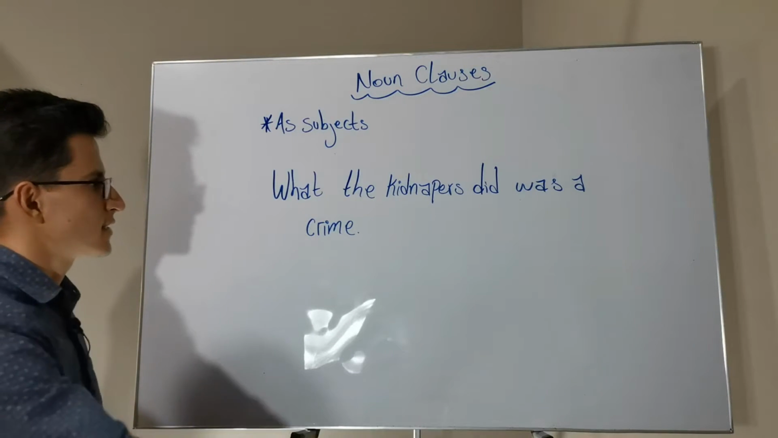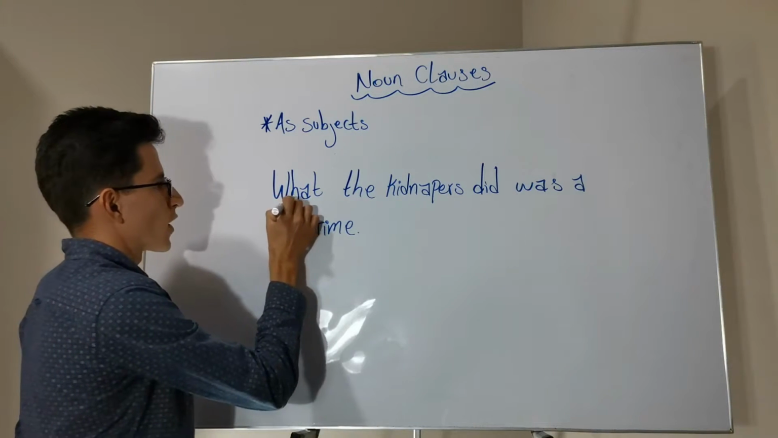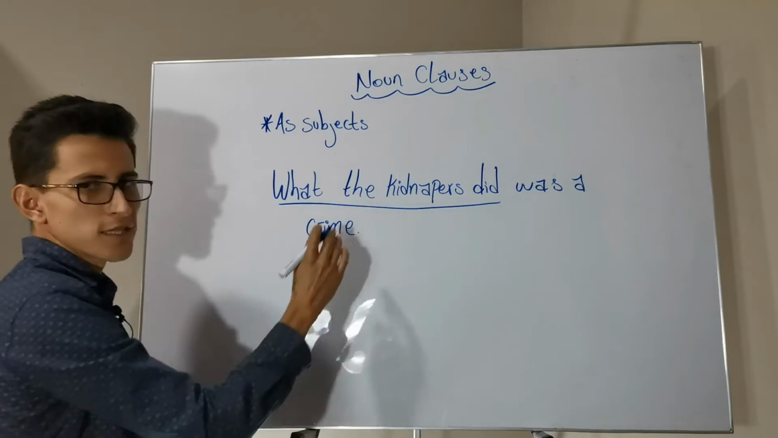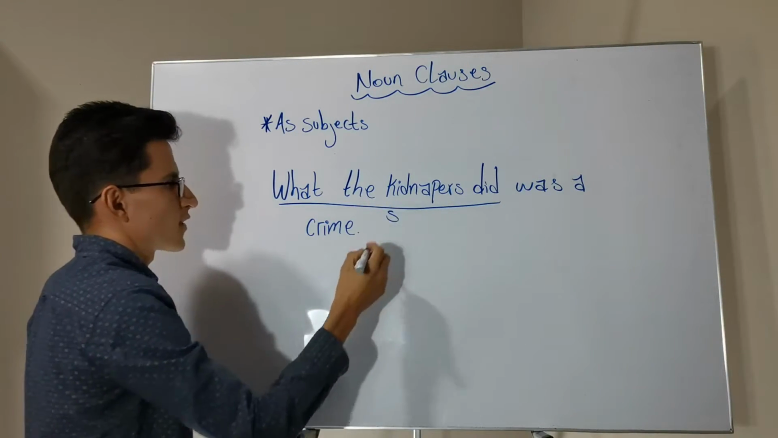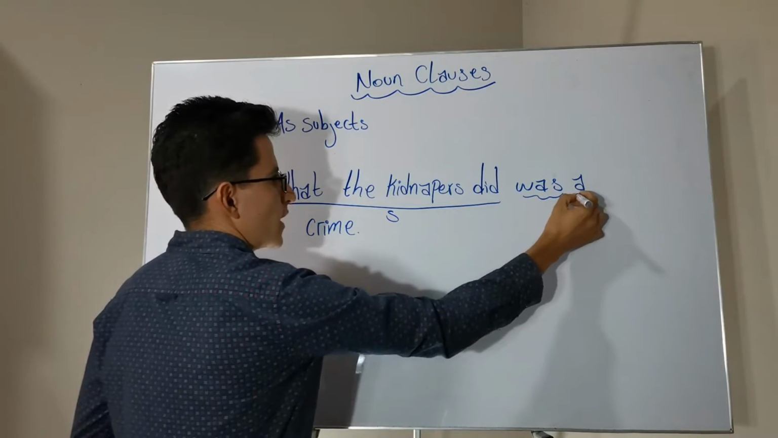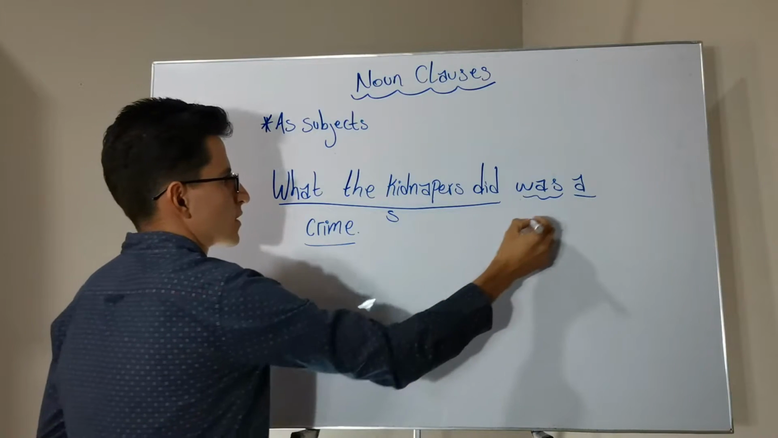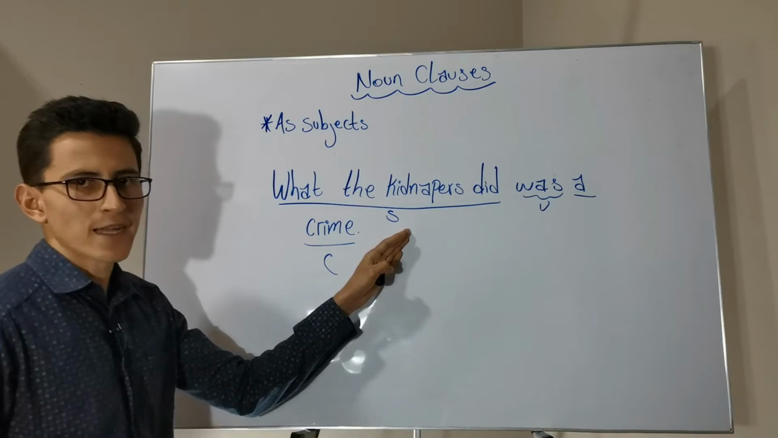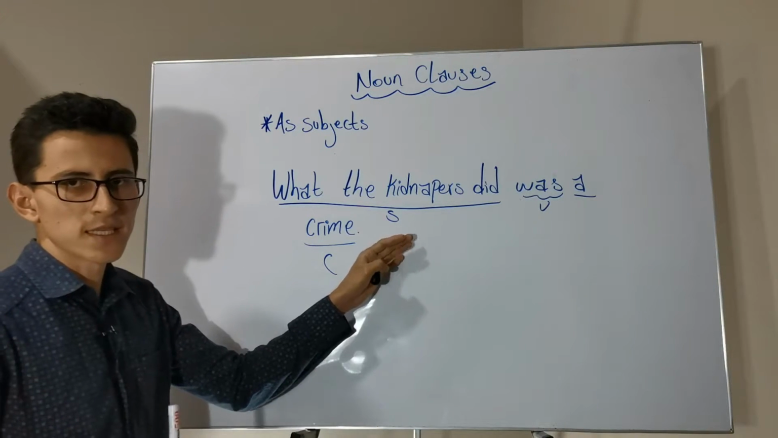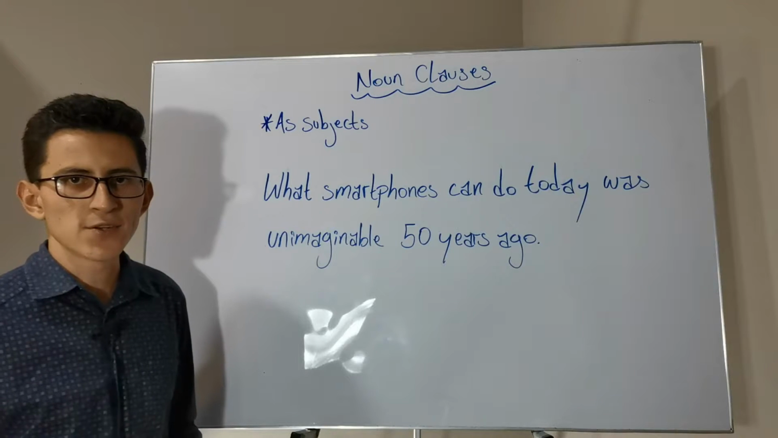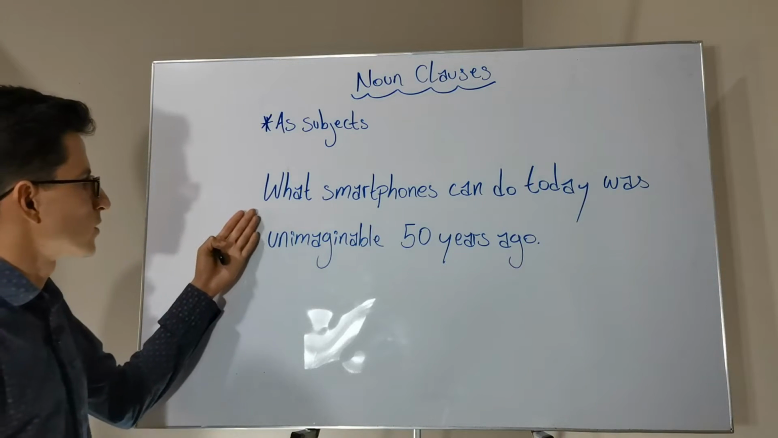Here we have this noun clause, what the kidnappers did. If you see, this is the subject of the sentence. Then we have the verb and the complement. This noun clause refers to something that the kidnappers did. Let's see another example. Let's take a look at this other example.